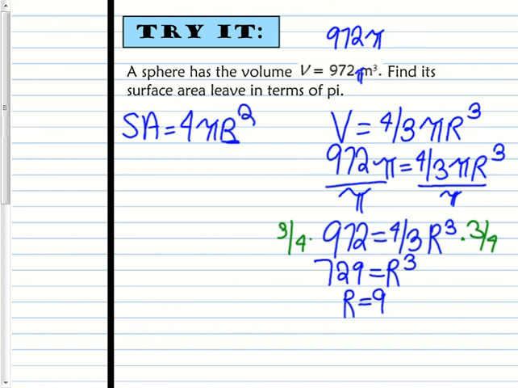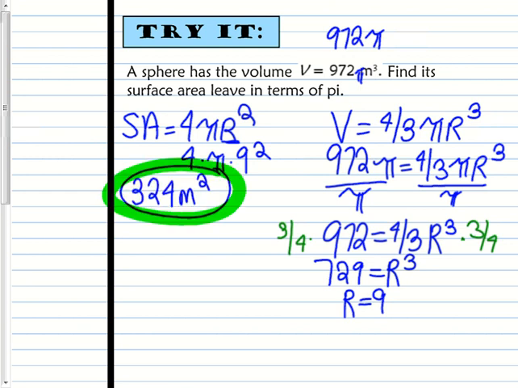Now you can come back to your surface area formula and plug everything in. Go ahead and plug it in, leave it in terms of pi, and write your answer. Hopefully you got 324 meters squared. 9 squared is 81 times 4. So, I'm sorry, 324 pi meters squared. 324 pi meters squared. There we go. Much better. Okay. Last problem.